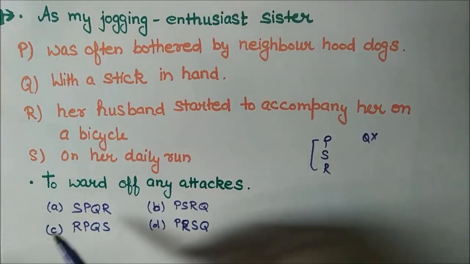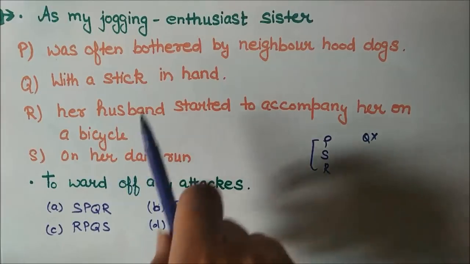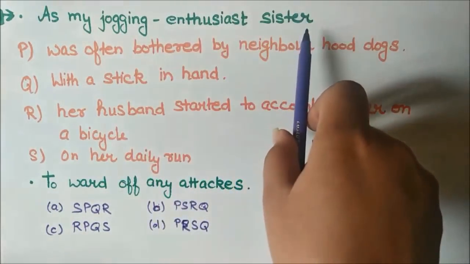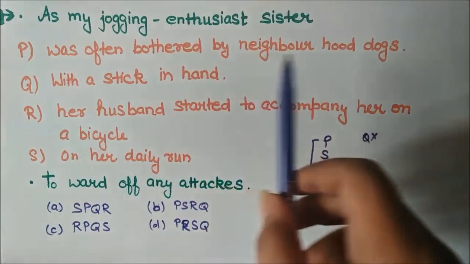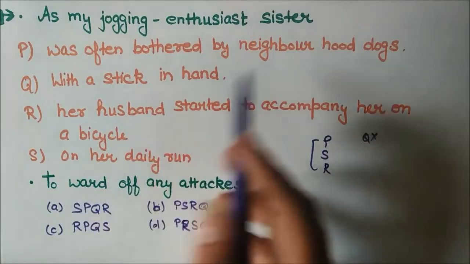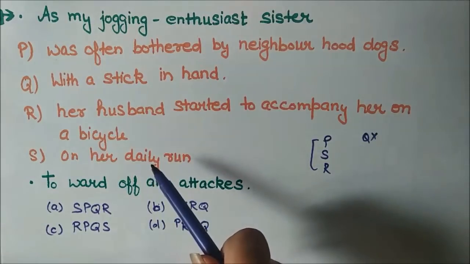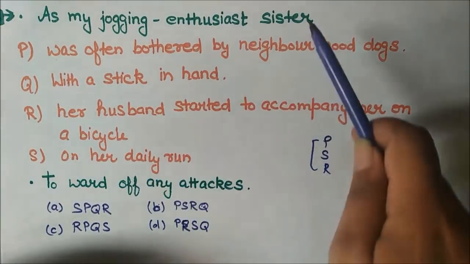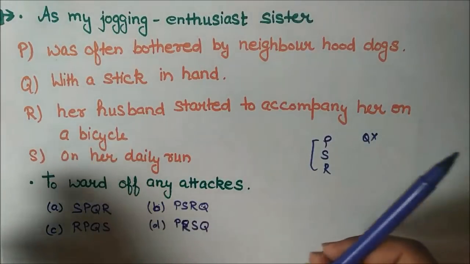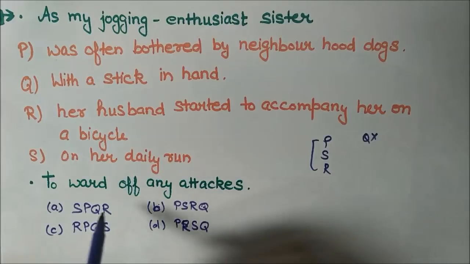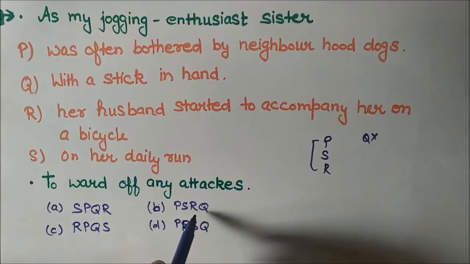Now if I see option number 1, that is starting from S, "on her daily run, as my jogging enthusiast sister on her daily run was often bothered." No, we cannot start with S, because see, "my jogging enthusiast sister" is not relatable to "on her daily run," right? We cannot relate it because there is no conjunction between them. So I think this cannot be started from S. Then I'll go with PSRQ.